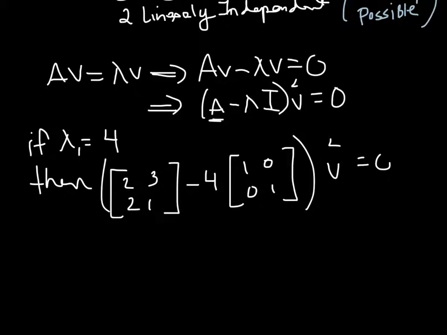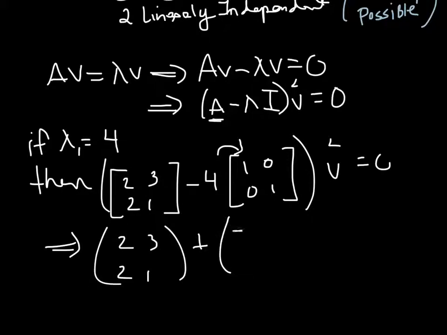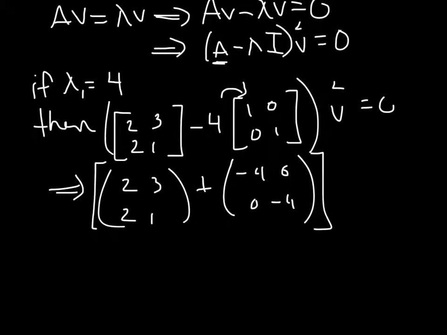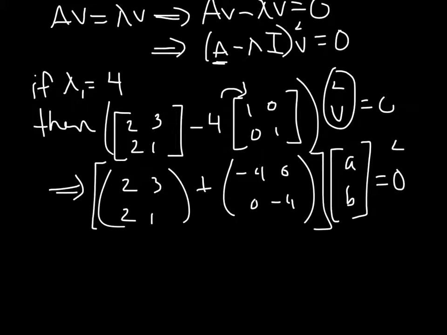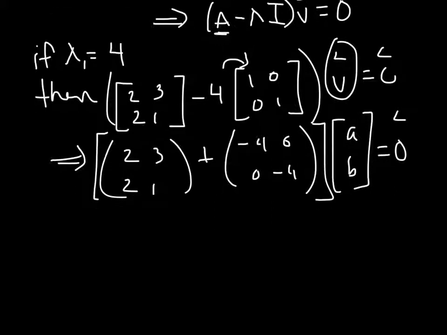Let's write my vector in the next step. Here we're just going to do scalar multiplication. So I get [2, 3; 2, 1] plus [negative 4, 0; 0, negative 4]. You can use brackets for matrices, or you can use parentheses. It doesn't really matter; pick your preference. This is times our eigenvector that we want to find, which I'm going to call (a, b), and equals 0.